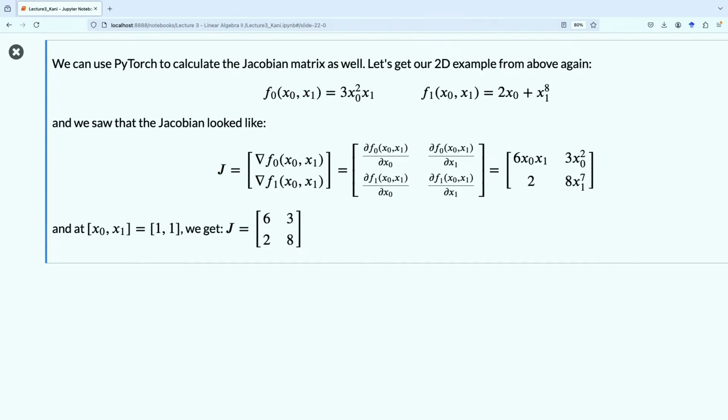So we know the Jacobian for this matrix is f0 on top of f1, which is d of f0 with respect to d of x0, d of f0 with respect to x1, d of f1 with respect to x0, d of f1 with respect to x1. And we know the analytic solution to this is 6 x0 x1, 3 x0 squared, 2, 8 x1 to the 7th.